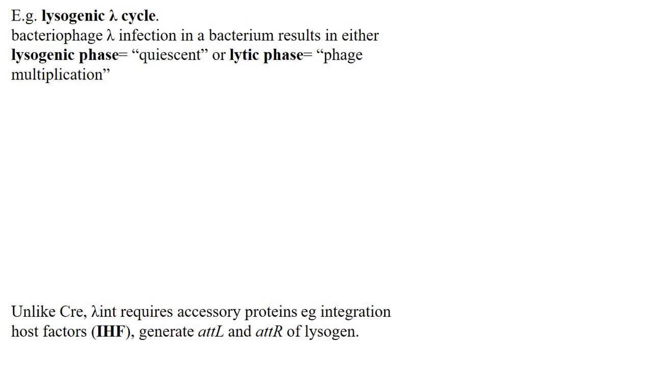Another example of site-specific recombination is the lysogenic and lytic cycle in lambda phage. So bacteriophage lambda is a virus that infects bacteria. It infects bacteria, and it results in either the lysogenic phase, which is a quiescent phase, or the lytic phase, which is a phase of manipulation. That means the phage is ready to come out of the cell.